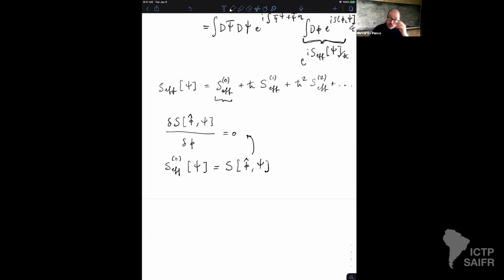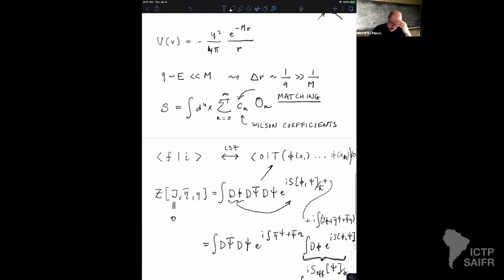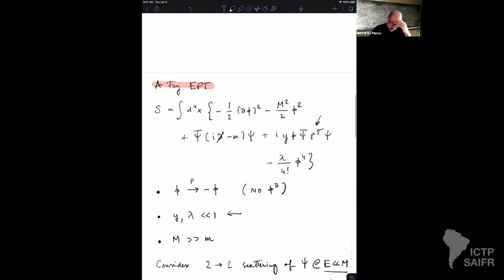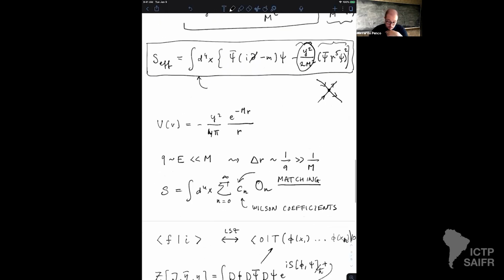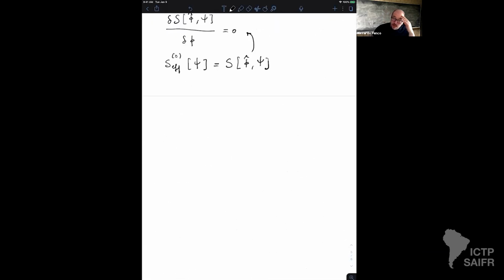Now, if you follow this procedure, starting from the full action that we have here, and you solve for phi in a perturbative expansion of derivatives suppressed by the big scale capital M, then what you find is an action that looks like the one we had before, plus an infinite number of terms.